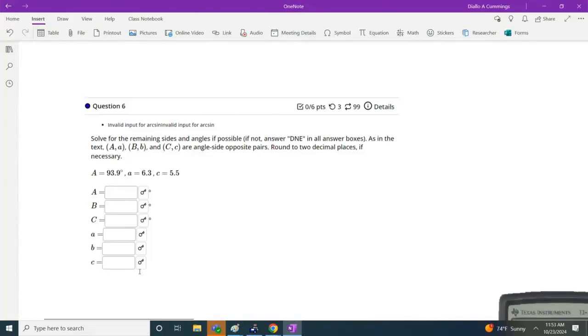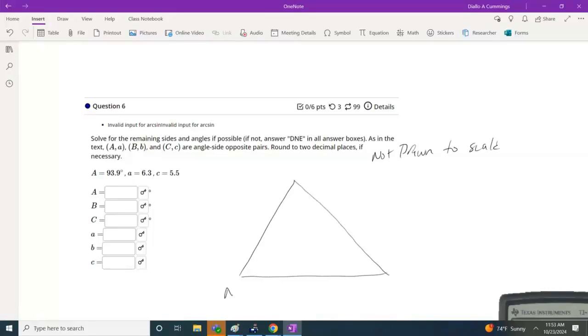Okay. We're going to solve the triangle. All right. So I'm going to just sketch everything out. This is a triangle with standard labeling, and this is not drawn to scale. This is ABC, side A, side B, side C. Angle A is 93.9, side length A is 6.3, and side length C is 5.5.